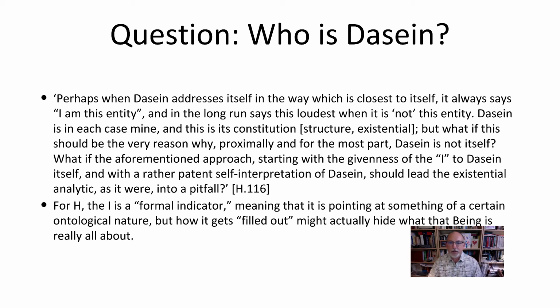The I is this formal indicator, meaning that it is pointing at something of a certain ontological nature. That's je meinigkeit, this each case mine-ness. But how it gets filled out might actually hide what that being is really all about. Now we have a mystery going, right? Formally, I should be my own, but actually, am I? Right? The I is possibilities, not actualities. It doesn't have a set predetermined content. I'm going to be what I might be. Okay, well, what might I be? Is that mine? Are those possibilities really mine? Where are those possibilities coming from? What are the limitations on those possibilities?